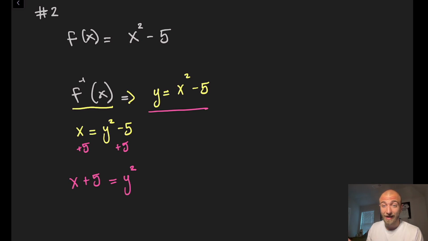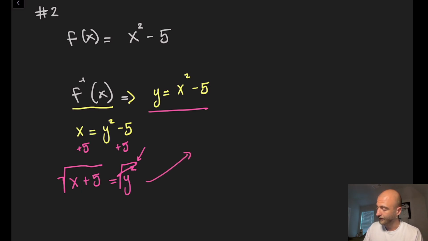Well, when I've got a square and I want to get rid of this square and leave just the y by itself, the best thing to do is to take the square root of a squared number, and those two will cancel out. But remember, it's an equation, so anything I do to one side, I have to do to the other. Always, always, always.